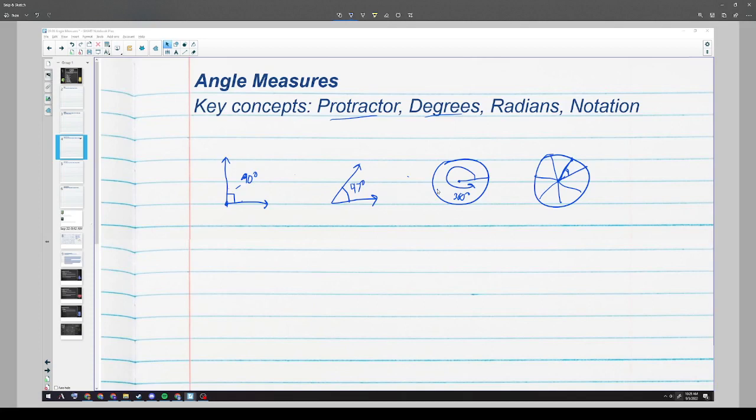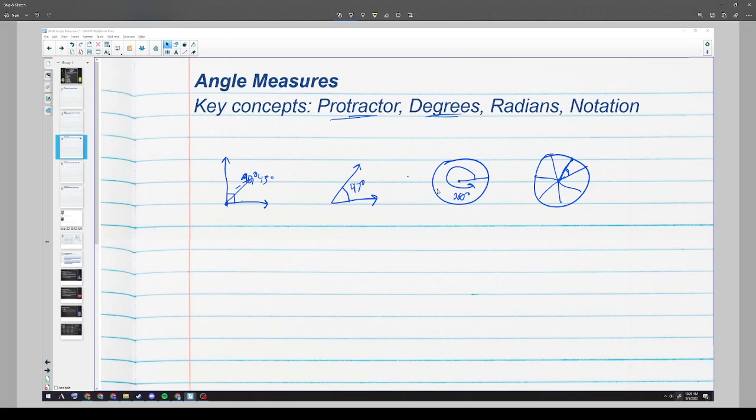We know what 360 looks like. We know what 90 looks like. We kind of know 45 is like half of 90. So we can visually estimate about how much angles are and then use a protractor to measure them exactly. So throughout geometry, we're going to measure angles in degrees, but there are two ways of measuring angles.